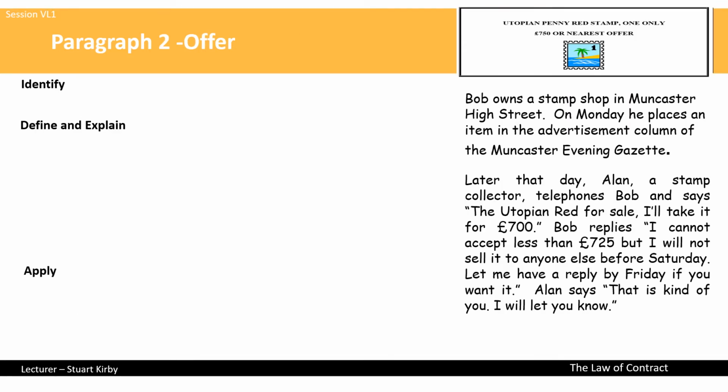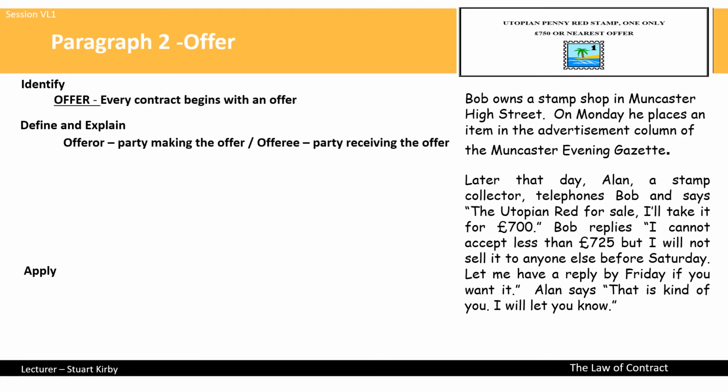So let's apply the IDEA acronym straight away. It's important to identify the issue involving this scenario. So that means you're not going to be identifying consideration or intention to be legally bound, because this isn't the issue that needs to be identified within this scenario. That's for task 2. So the first element we need to identify immediately, of course, is offer. And once we've done that, we then need to define and explain what offer is.